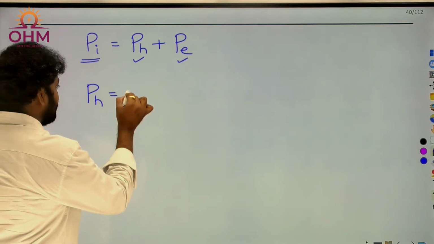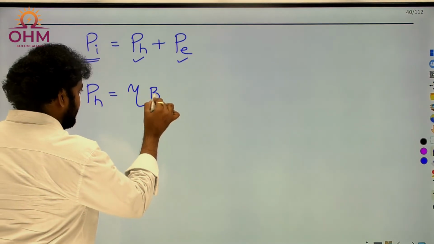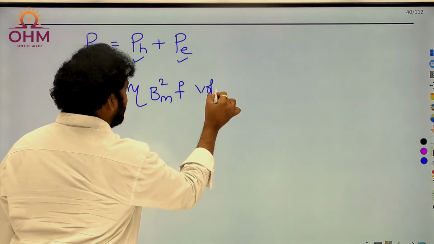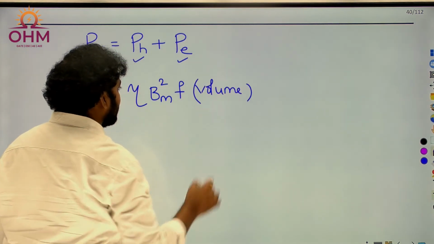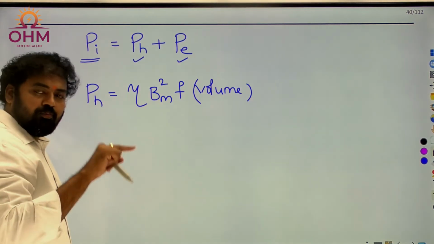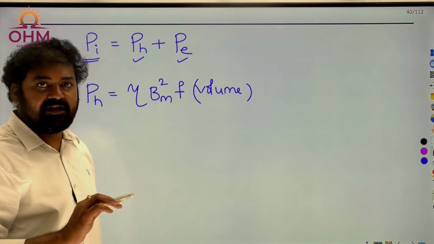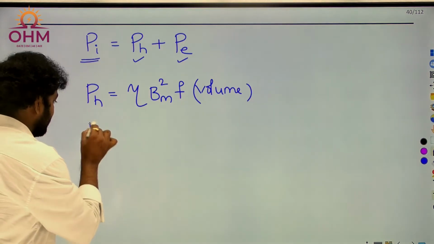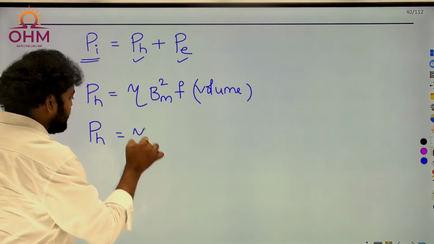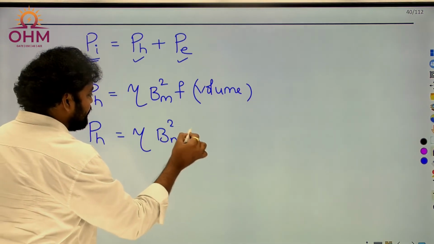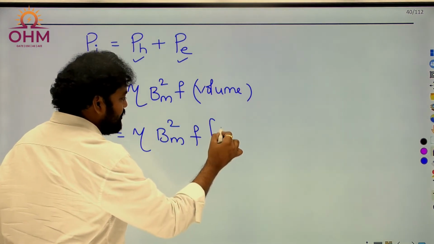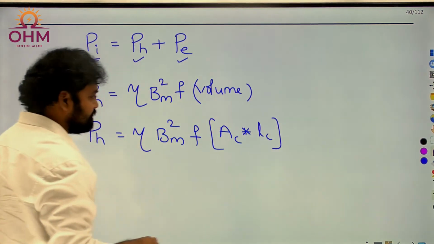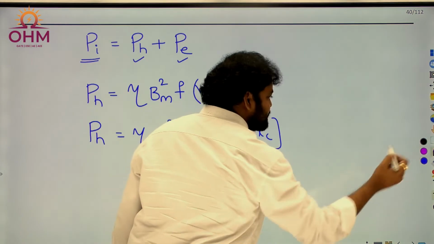Hysteresis loss is always equal to eta into Bm square into frequency into volume of the magnetic core. Actually, it will be Bm power 1.6 and you can approximately take it as Bm square. Yes or not? And here volume is nothing but, I will rewrite this formula, Bm square into F into, what is volume of the magnetic core? Area multiplied by length of the core. Here, what are the fixed values?